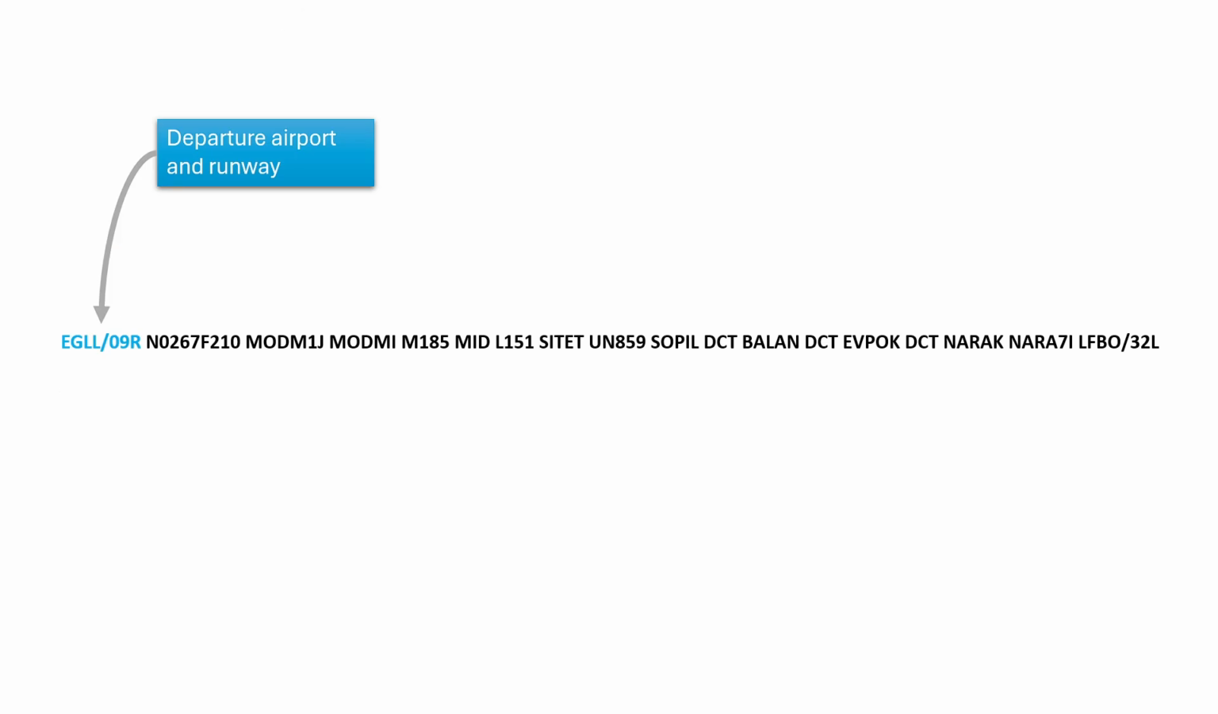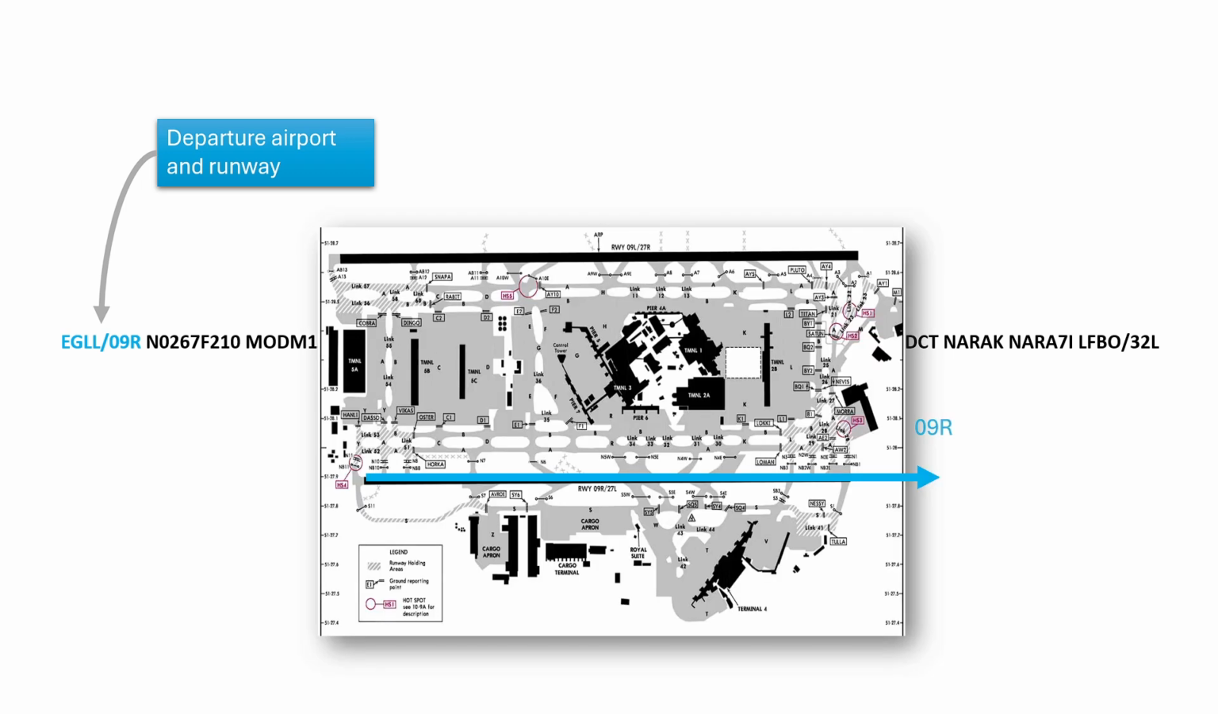So the first part of this code is the departure airport and the runway, EGLL being Heathrow, 09R being the runway that we will depart from in our flight plan. So here we go, 09R on the charts.